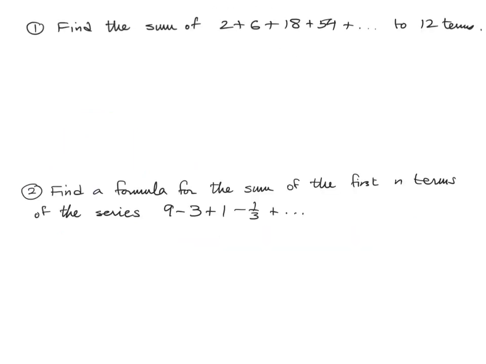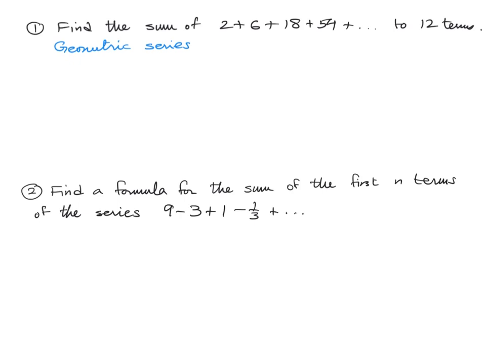All right. Find the sum of 2 plus 6 plus 18 plus 54 plus ... to 12 terms. Now you start to see why it's necessary to point out what kind of series this is. Notice that you're multiplying by 3 each time to get to the next term. So this is geometric. So the first thing I'm going to say is geometric series. That way I'm communicating that I'm going to use the geometric series formulas rather than the arithmetic series formulas.